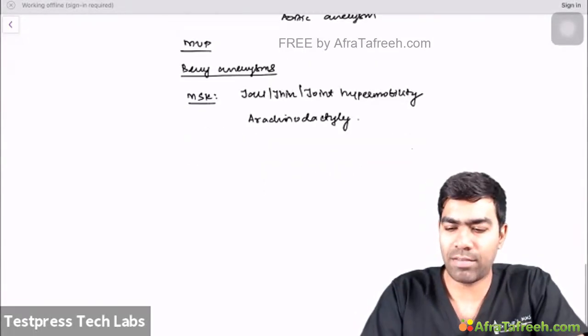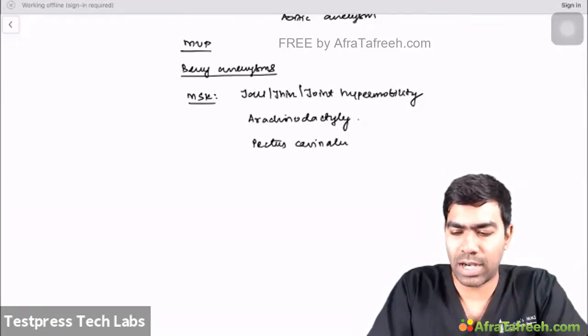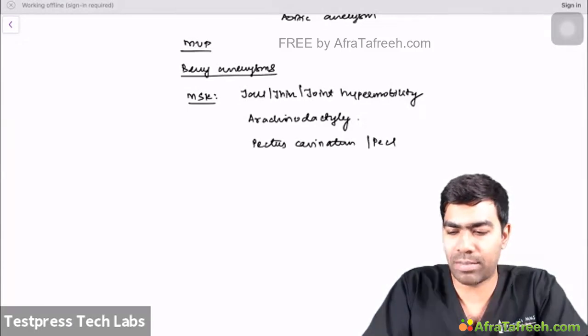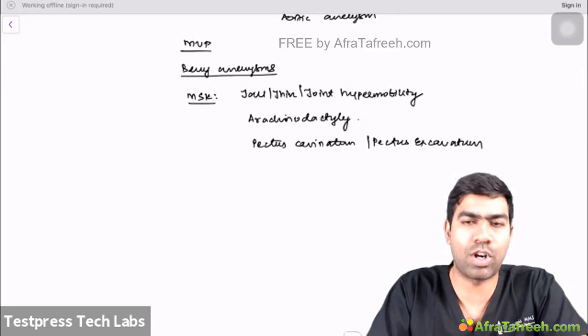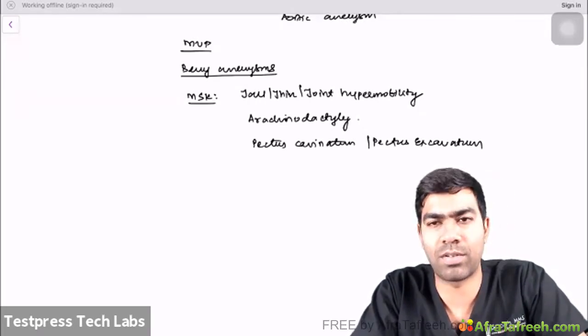And they can have problems in the chest also. Like, for example, you can have a pectus carinatum. At the same time, we can have a pectus excavatum. If I ask whether pectus carinatum or pectus excavatum, which is commoner in Marfan syndrome and which is really specific for Marfan syndrome, pectus carinatum or pectus excavatum?